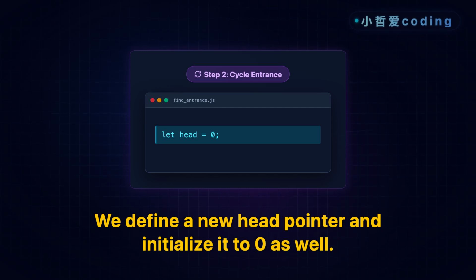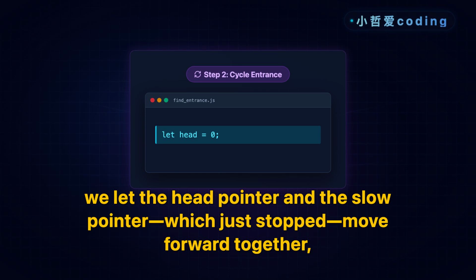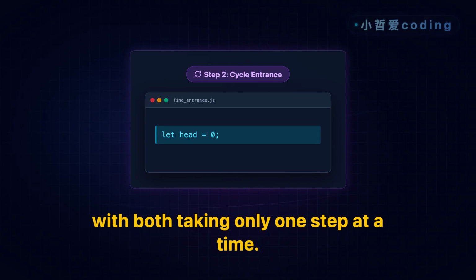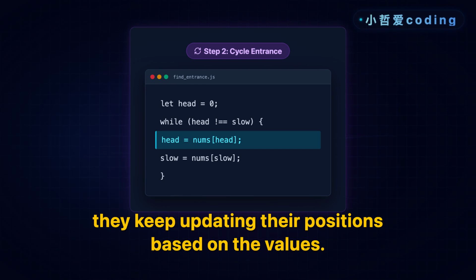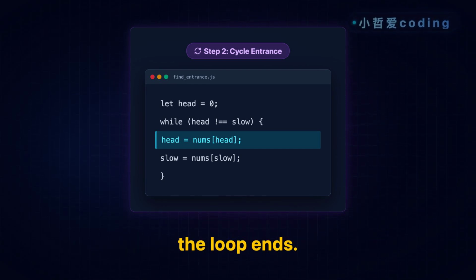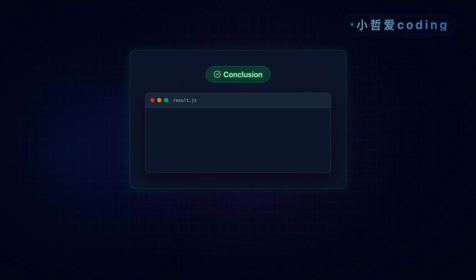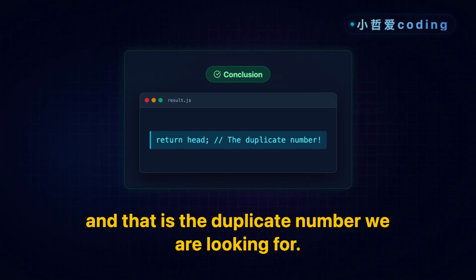Step 2 is finding the entrance to the cycle. We define a new head pointer and initialize it to 0 as well. At this point, we let the head pointer and the slow pointer, which just stopped, move forward together, with both taking only 1 step at a time. We write a loop. As long as these 2 pointers aren't equal, they keep updating their positions based on the values. When they finally equal each other, the loop ends. We just return the value at this meeting point, and that is the duplicate number we are looking for.